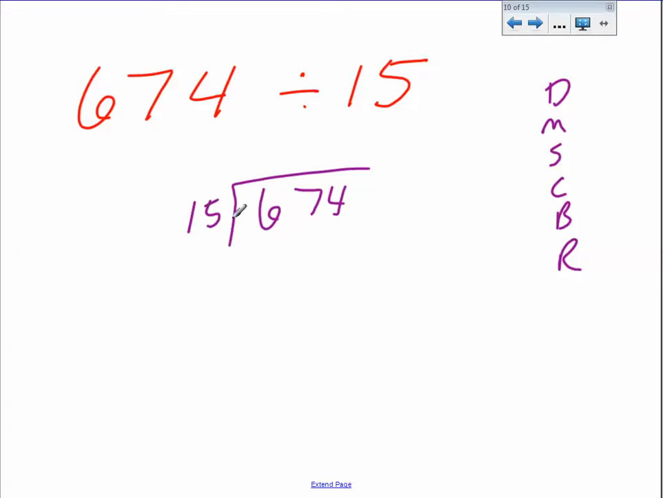Okay, so first thing I look at is the divide. Can 15 go into 6? Okay, if you had $6, could you take 15 out of it? Well, no, you couldn't. Not in any whole numbers. So you know what I'm going to do? I'm going to put a 0 there, because that tells me to move on to the next number. Nothing can be done here. I'm going to go to 67. All right, 15 into 67.